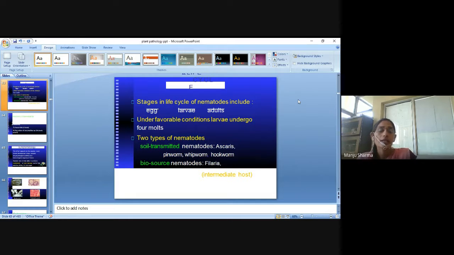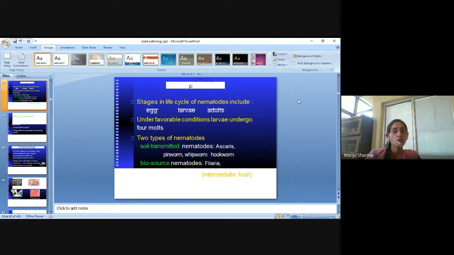Basically, in the life cycle of nematodes there are three stages in their life. These include egg, larva, and then adults. Under favorable conditions, the larva undergoes four molts. Molts mean there will be removal of the outer covering.